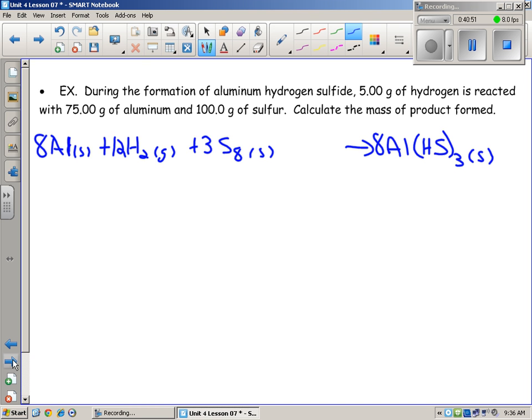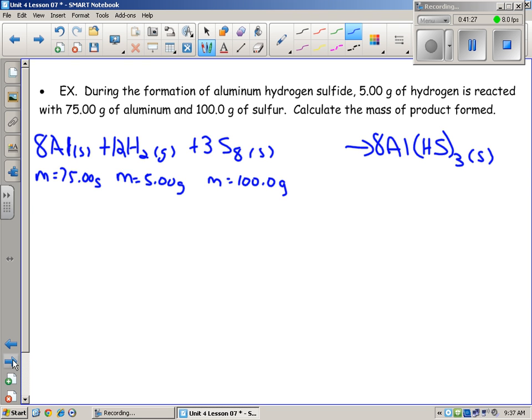So once again, we have to decide, these numbers that they've given us for masses, is it going to be an 8-12-3 ratio? And I can pretty much guarantee you when you get these types of questions that they're not. Okay. So 5 grams of hydrogen. I'll put that here, of course. We got 75 grams of aluminum. Put that here. And we have 100 grams of sulfur. Okay. And once again, we need to figure out the moles here. We need to compare moles to moles to moles.